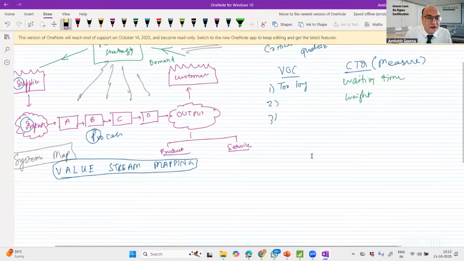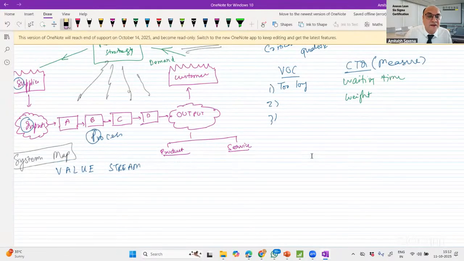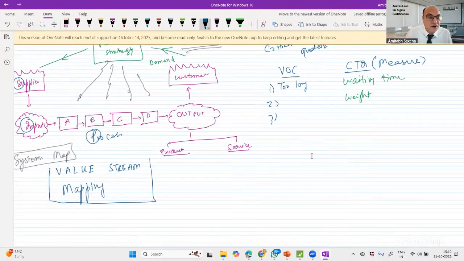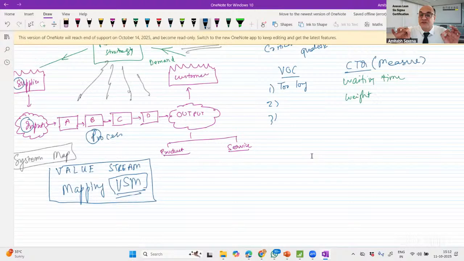I'll just write this here because value stream mapping, VSM, is very popularly also known as VSM. After this program, at least you can throw some jargon at your friends. Hey, let me do VSM. You can say it like that. Hey, come on, let us start with the VSM.